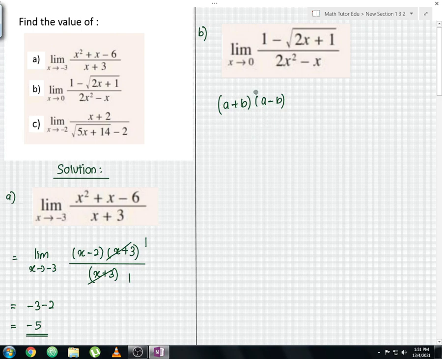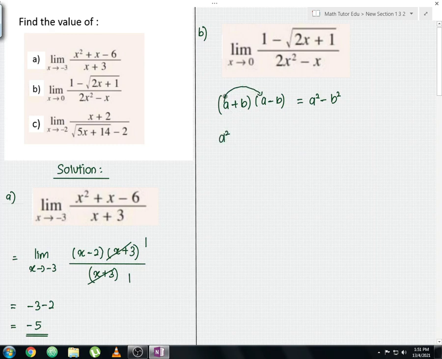So let's say you're performing the expansion of this. In general, we know that a plus b, you times with a minus b, you'll end up with a square minus b square. But let's say we want to prove this, how we get this a square minus b square. So let us perform the manual expansion. So a, you times with a first, so from here you get this a square.